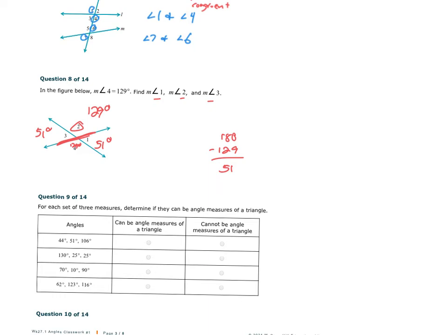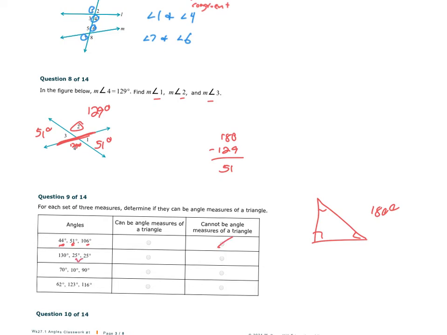Number 9. For each set of 3 measures, determine if they can make a triangle. Okay, so all the interior angles of a triangle, any type of triangle, add up to 180 degrees. So we need to add these together and see if they add up to 180. I can just add up the ones column. See, that's going to end up to a 1, so that can't work.